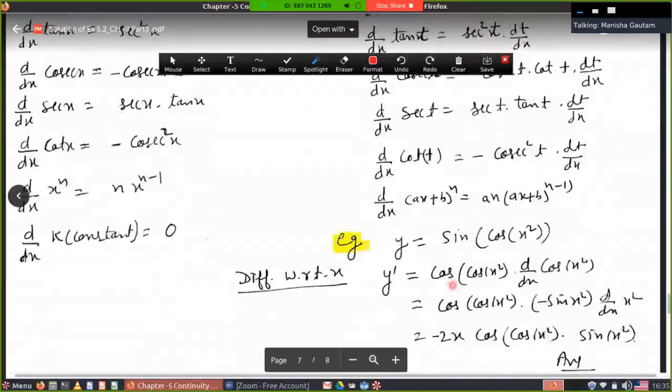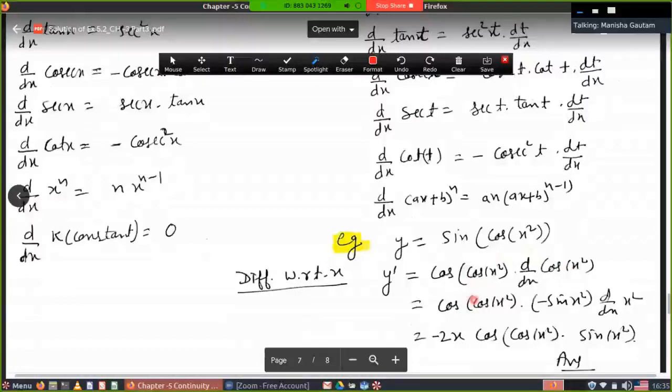Suppose y is equal to sine of cos of x square. It means in the place of x, here cos x square is given to you. Now make the chain until you get to x. Suppose you are differentiating with respect to x. It means the whole inside of sine is t. Sine t gives cos t, and then the derivative of t again.